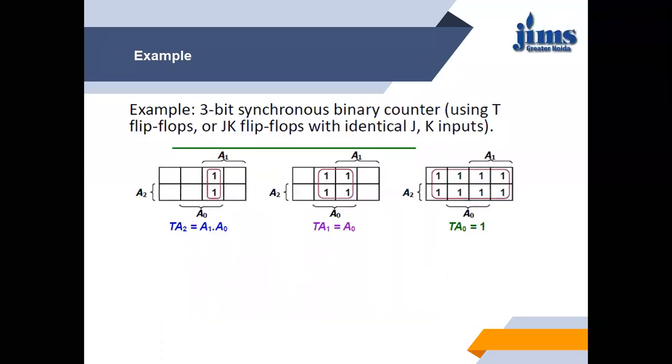So again, we have to solve the K-map. If we are using JK flip-flop, then we have to solve 6 K-maps, and when we are using T flip-flop, we have to use only 3 K-maps. After solving, the value comes to be T of A2 equals A1 and A0, T of A1 equals A0, and T of A0 equals 1 because all inputs are 1.